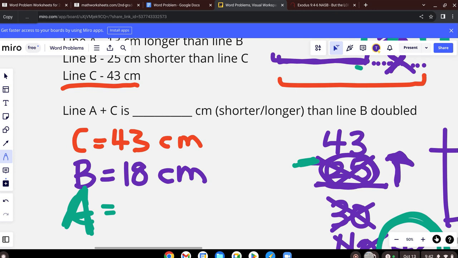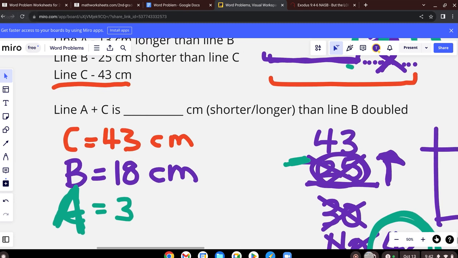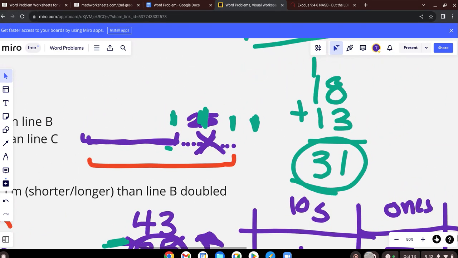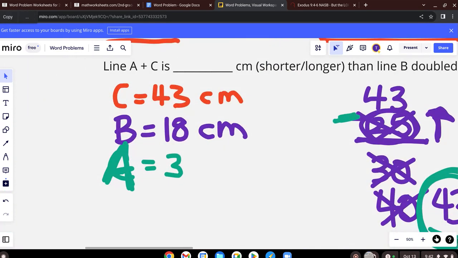A is what do we calculate? So here it is. A is 31 centimeter. Now with this, we can start to calculate more.